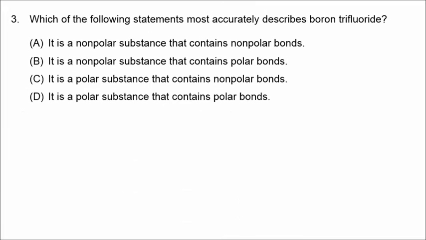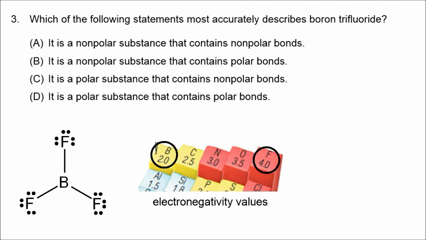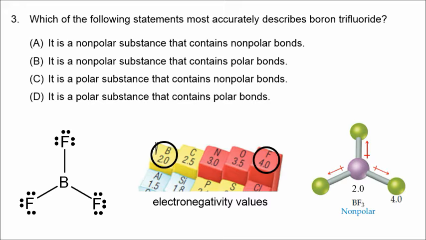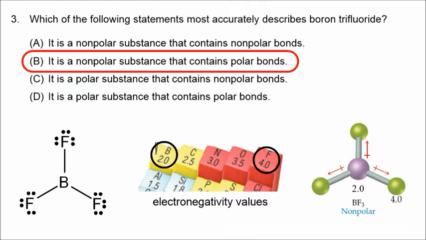In number 3, let's consider what boron trifluoride looks like. It is a trigonal planar molecule, so we know that that represents the shape. We know that fluorine is more electronegative than boron, so it does contain polar bonds, but because of its symmetry, the dipoles cancel out, so it is a nonpolar substance that contains polar bonds. Number 3 is B.